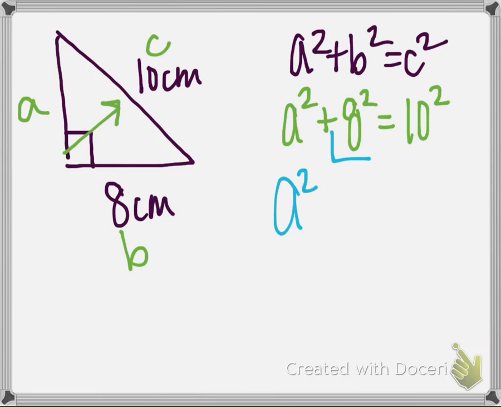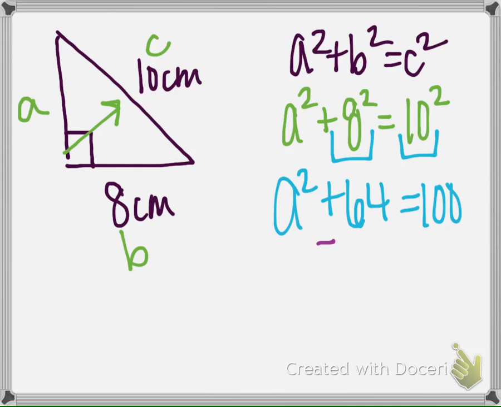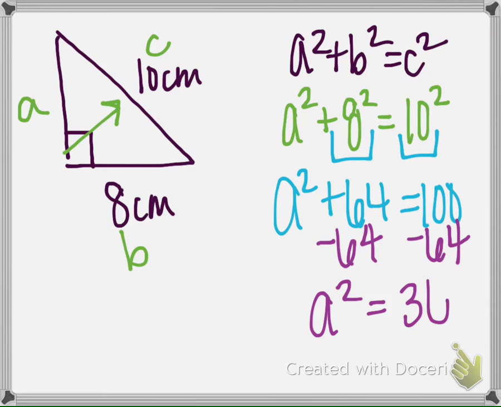So now we're going to simplify. 8 squared is 64. 10 squared is 100. And we know that we need to use the square root property, we need to isolate the a squared. And since we have an exponent of a 2, we know to cancel it out that these need to be the same here. So we need a square root on both sides.